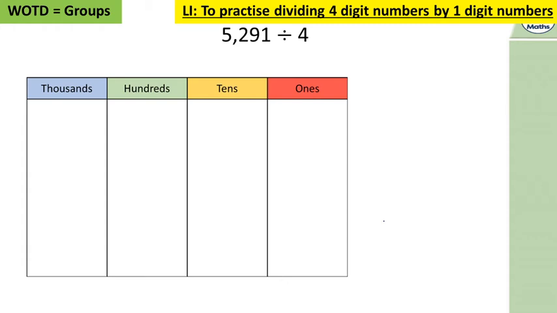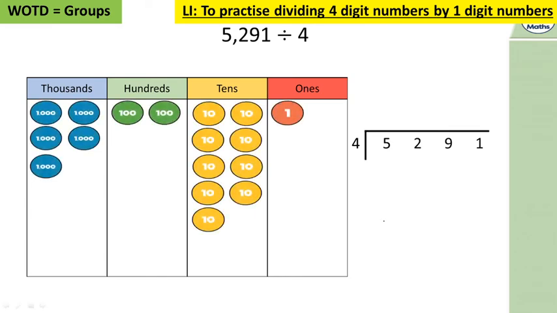Okay, let's look at this. We have 5,291 divided by 4. So if we represent that with our place value counters in our place value columns, and we look at the bus stop method, we're seeing how many groups of 4 have we got in 5. So we've got one group of 4 there, so we put 1 up the top, and we've got this one here. You cannot make that into a group of 4.